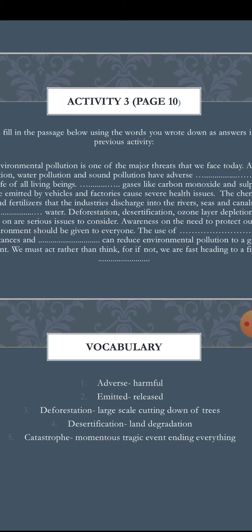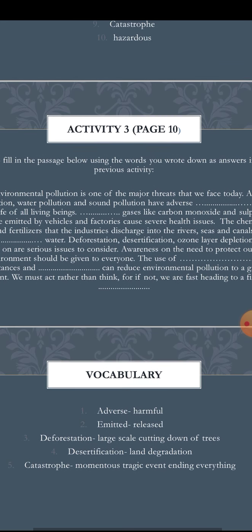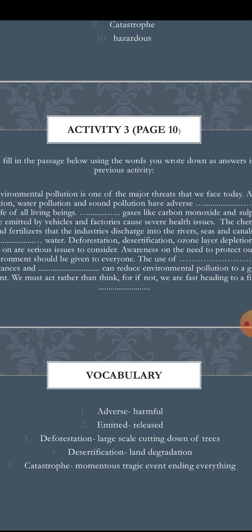Next is deforestation. So what is deforestation? Deforestation is large scale cutting down of trees. Desertification. Desertification is land degradation. When the quality of the land becomes very bad, it is called land degradation, and this happens due to deforestation. Lastly, catastrophe. Catastrophe is a momentous tragic event ending everything. So catastrophe is a tragic end.